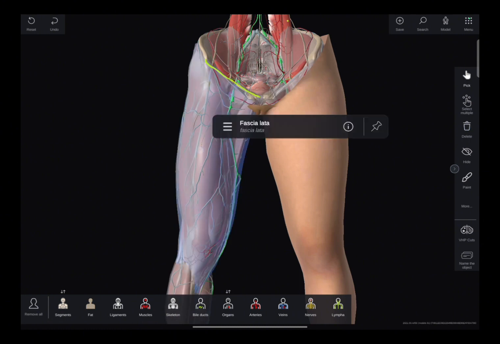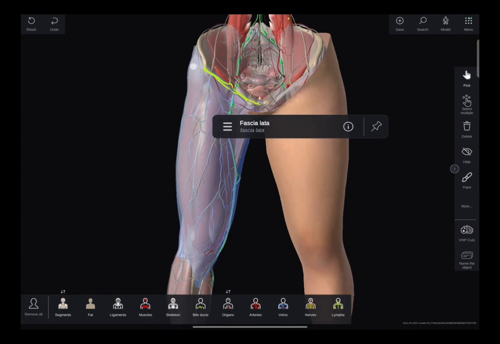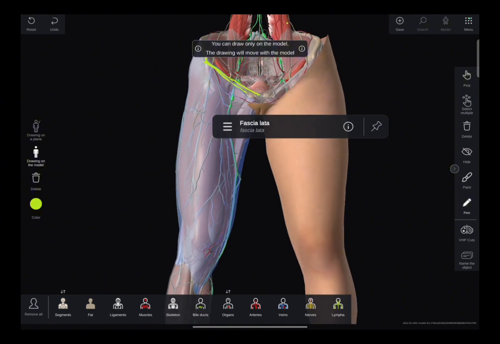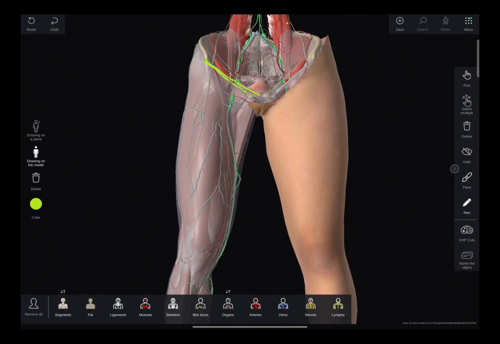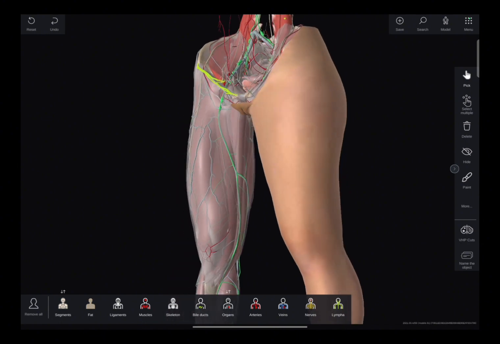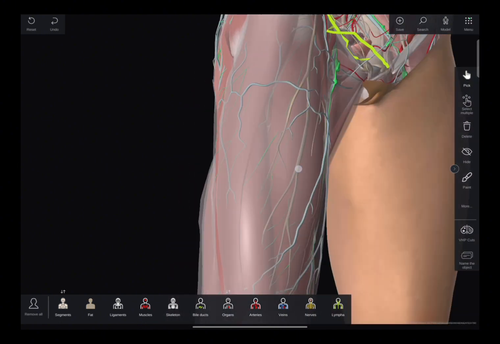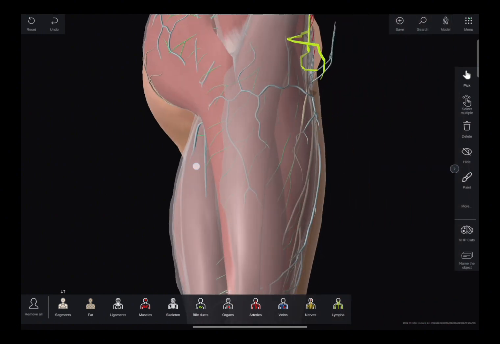The fascia here is formed superiorly by the inguinal ligament, and posteriorly it goes as gluteal fascia, and laterally it forms the iliotibial tract, and medially it forms the three intermuscular septa and divides the thigh into three regions. There is the extensor compartment anteriorly, medially there is the adductor compartment, and posteriorly there is the flexor compartment.